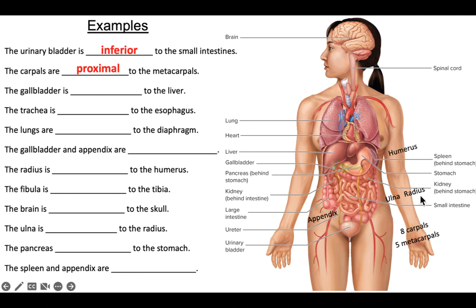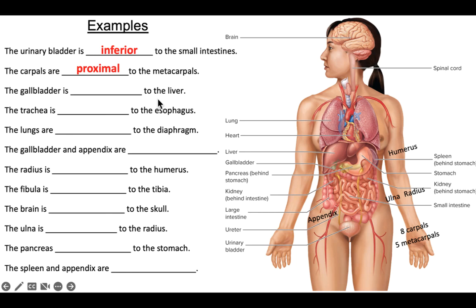Now, some people might say they're superior. And that seems like it's right, but it's wrong. We don't use superior and inferior when we're talking about arms and legs. We would rather use proximal and distal. So the carpals are proximal to the metacarpals. Therefore, the metacarpals would be distal to the carpals.